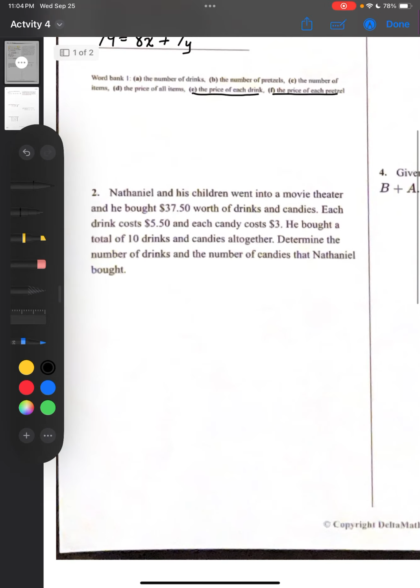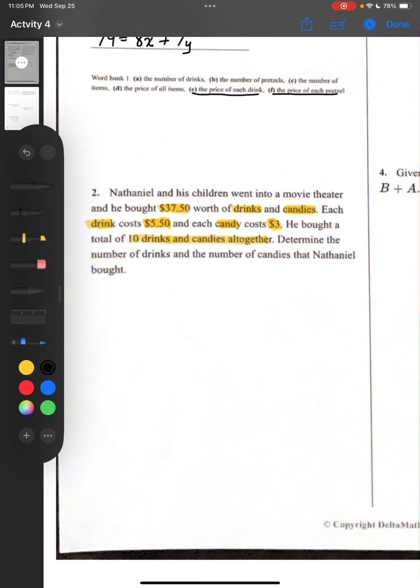Okay, for number 2. So on number 2, Nathaniel and his children went into a movie theater and he bought $37.50 worth of drinks and candies. Each drink cost $5.50 and each candy cost $3. He bought a total of 10 drinks and candies all together. Determine the number of drinks and the number of candies that Nathaniel bought.